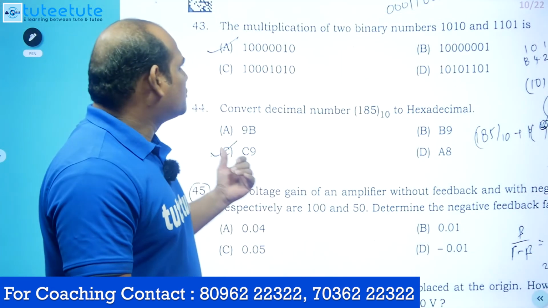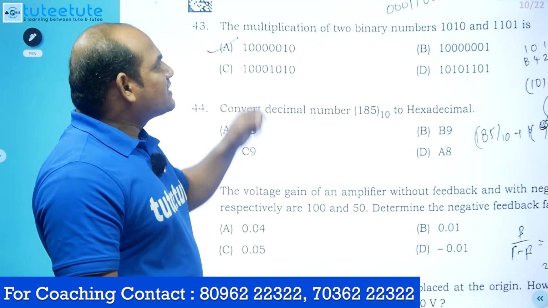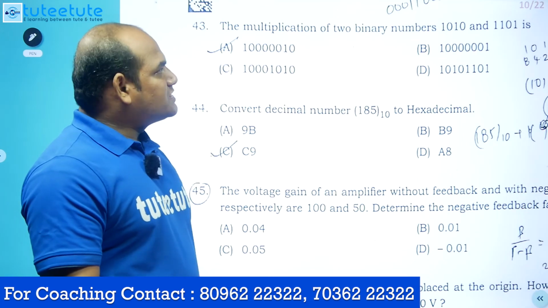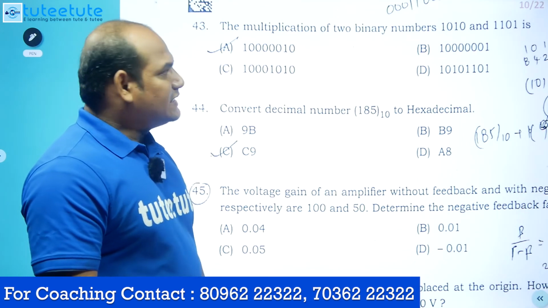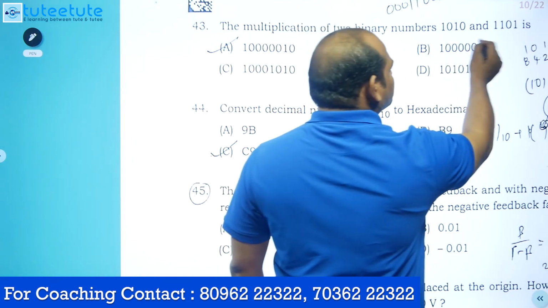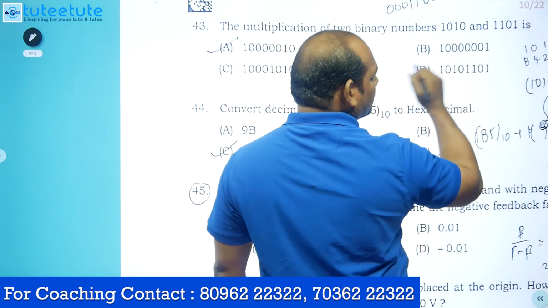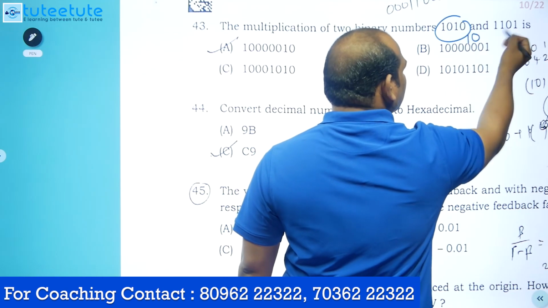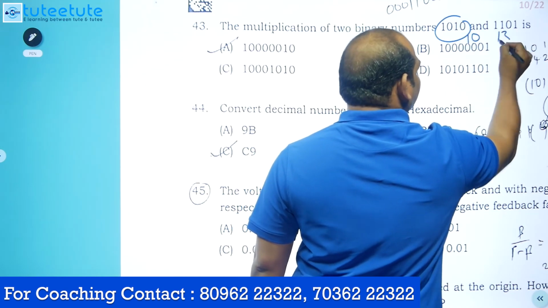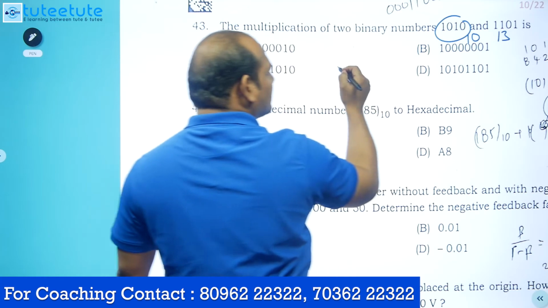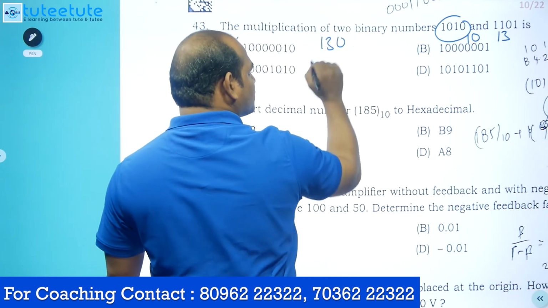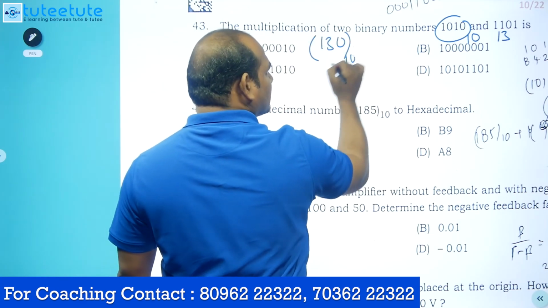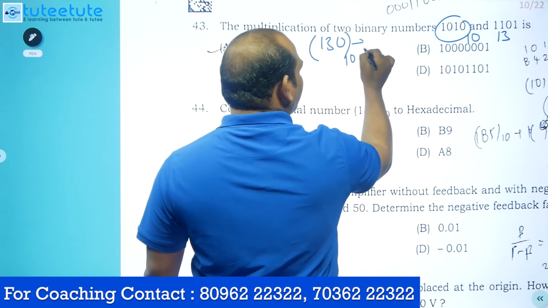Next question is related to digital circuits. The multiplication of the two binary numbers 1010 and 1101 is. So we have to multiply these two numbers, and first we can convert into decimal numbers. 1010 means this is 10, and 1101 is nothing but 13. So 10 into 13 is nothing but we know that is 130. So this 130 in decimal number. Now we need to convert into binary number.